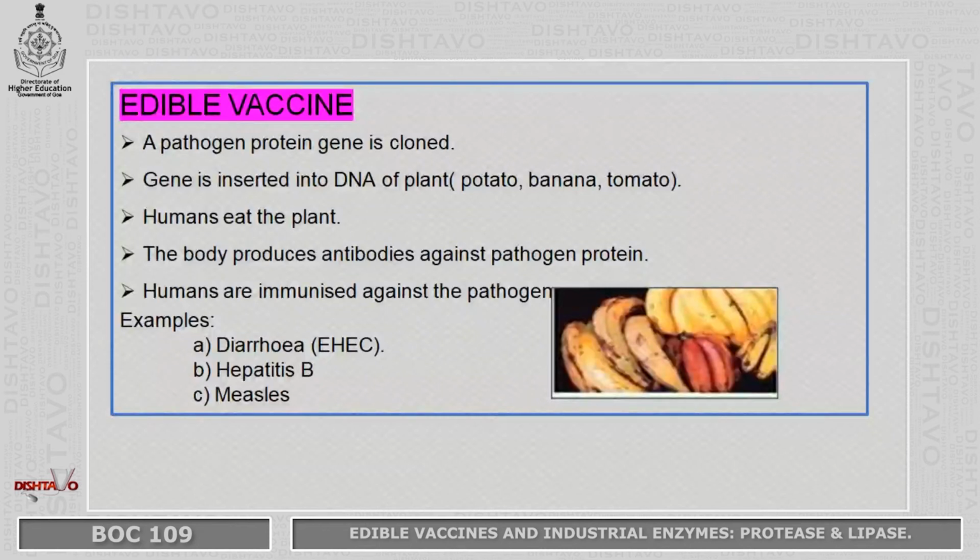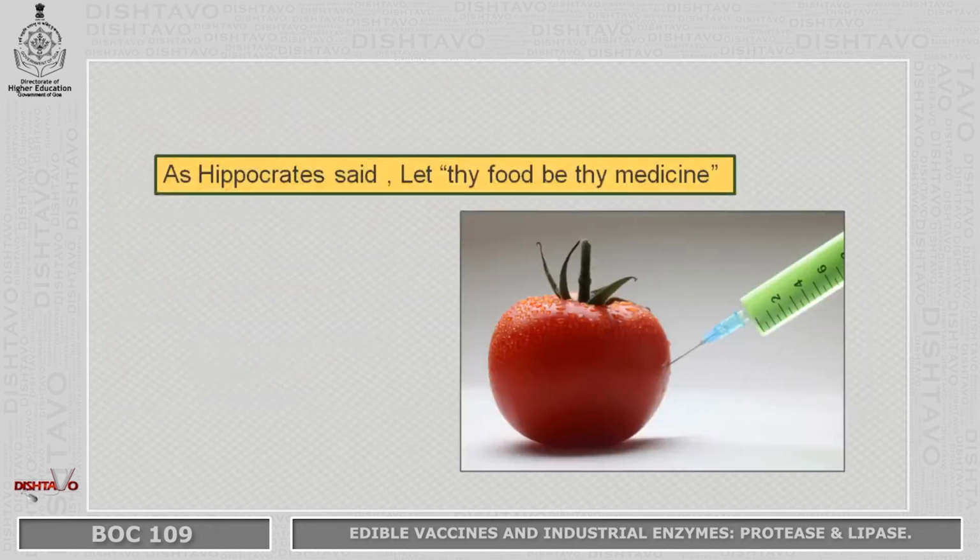Now, what are edible vaccines? It is a pathogen protein. In this, a pathogen protein gene is cloned, and this gene is inserted into the DNA of a plant. You can take potato, bananas, or tomatoes. Human beings will eat this plant, the body will produce antibodies against the pathogen protein, and humans are thereby immunized against these pathogens. A few examples of diseases controlled by edible vaccines are diarrhea, hepatitis B, and measles. As Hippocrates said, let thy food be thy medicine, is the concept behind adopting edible vaccines.